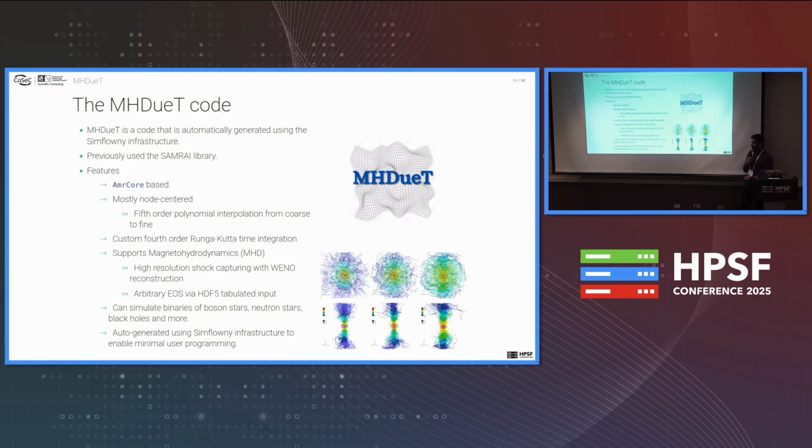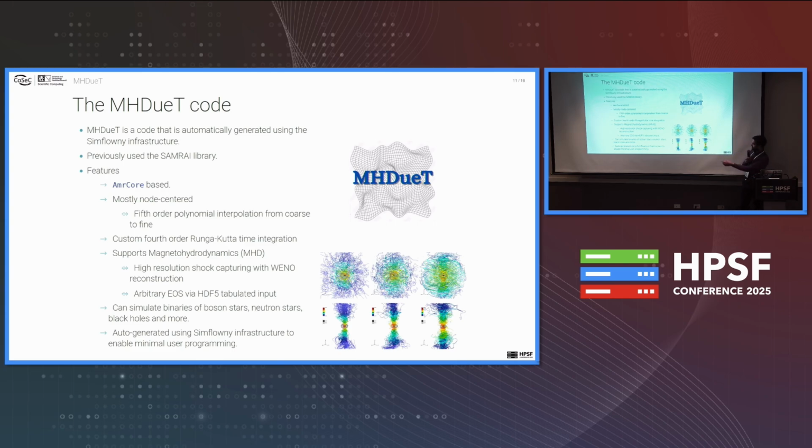And this code currently can simulate lots of different binaries. It can do binaries of boson stars, neutron stars, black holes, and obviously mixed binaries and that kind of thing. And it's also generated using the Symfony infrastructure. I think as a developer, I'm not the biggest fan of the auto-generated nature of this code, but I think the idea is that it's meant to be simpler for the scientific user, who may have less programming experience.